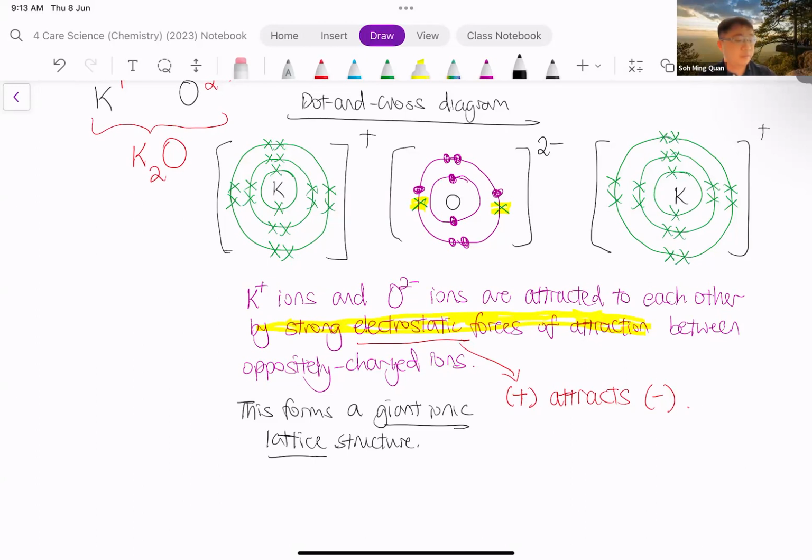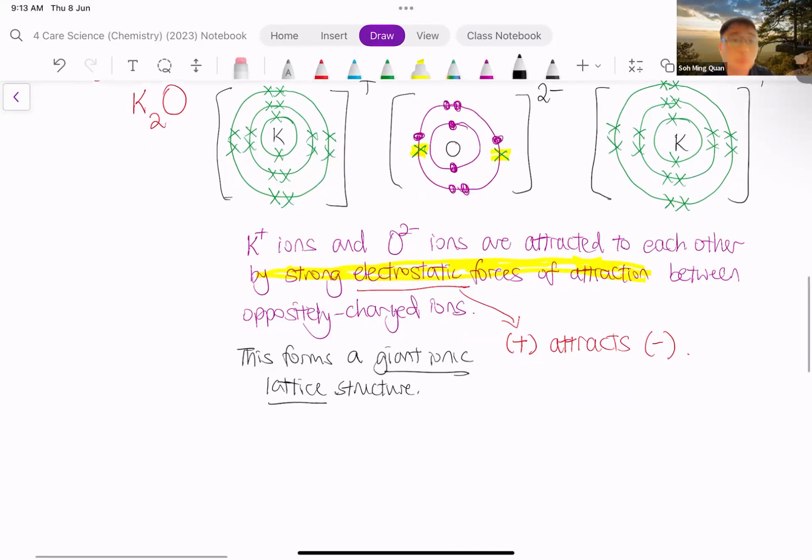Very good. Now, once you know the bonding and structure, the bonding is strong electrostatic forces of attraction between oppositely charged ions. The structure is a giant ionic lattice structure. Once you know the bonding and structure, you can easily work out the properties of ionic compounds with such bonding and structure. The first important physical property is that it has a high melting and boiling point.